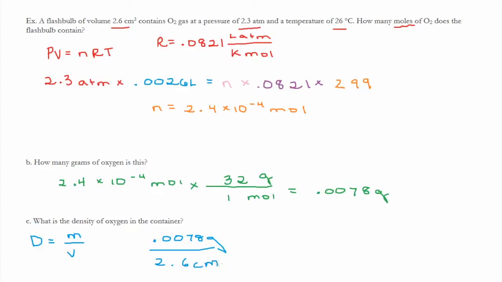And I'm just going to keep it like that. I don't need it in liters for this part. Okay? And so when I do that division, what I end up getting is 0.0030 for 2 sig figs, and it's grams per centimeter cubed.